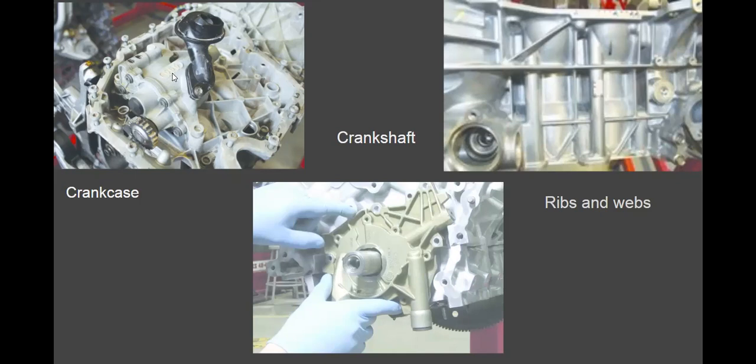This looks like an Audi or Volkswagen product. You can tell by the stamping. And then this gear is driven by a chain, which is connected to the crankshaft, and that is what rotates the oil pump shaft. And that's how we pump oil through the engine.